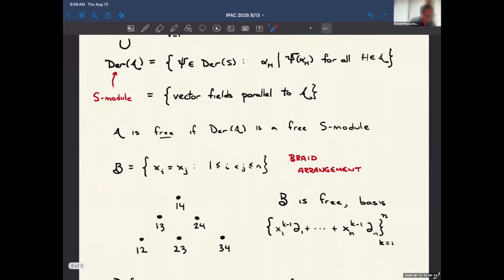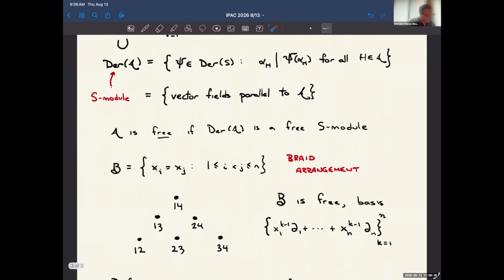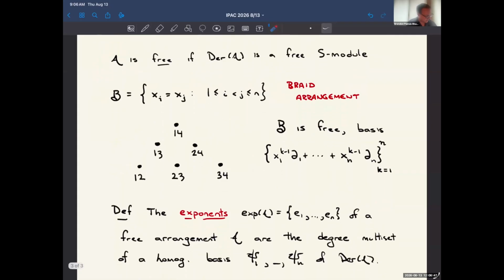And our first example of a free arrangement is the braid arrangement. So here I've drawn it as a positive root poset for n equals 4. And this is a free arrangement. And here is a choice of basis for the derivation module, these power-sum looking things.